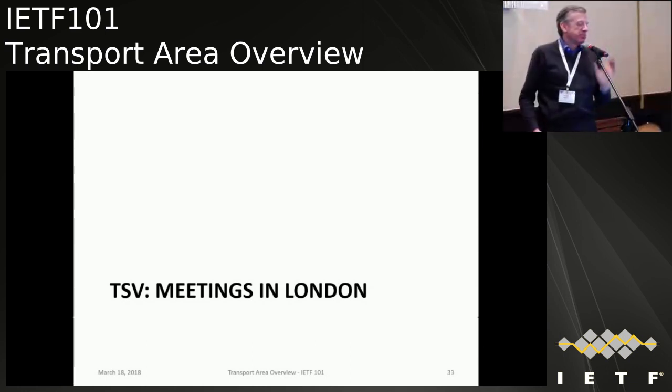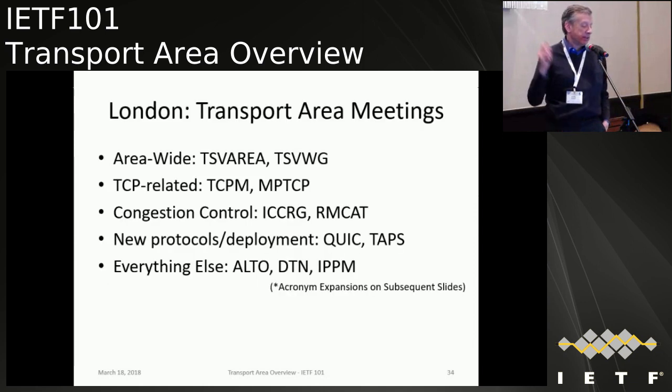Okay, so I'm going to round this up by giving you a fairly quick tour of all the meetings that are happening in London this week. So here's all the meetings on one slide. I've split them into categories: area-wide meetings, TCP-related meetings, congestion control meetings, new protocols and deploying new protocols, and then everything else that didn't fit into one of those categories. Sorry for the acronym soup. I'll expand the acronyms on the following slides.